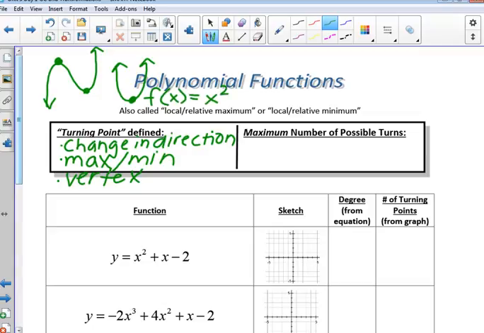So the maximum number of possible turns should be one less than the degree. One less than the degree. So if this is x to the second, this would be one turning point or less. So we just write one less than the degree.